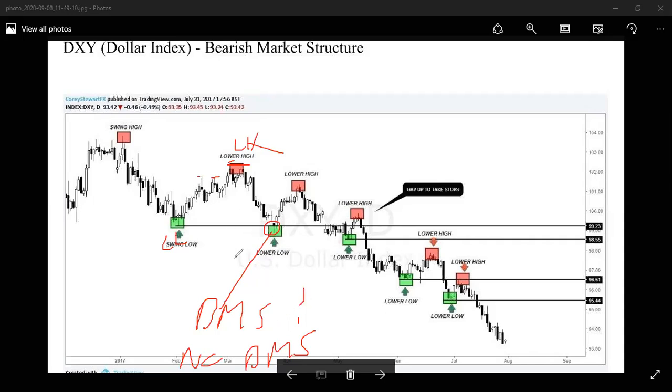Can you please answer this? Is it a BMS or not a BMS? Not BMS. Okay, good. Why? Because we have a wick. This is just a wick. It's a wick, so not a BMS.